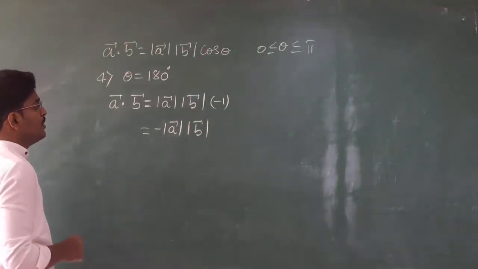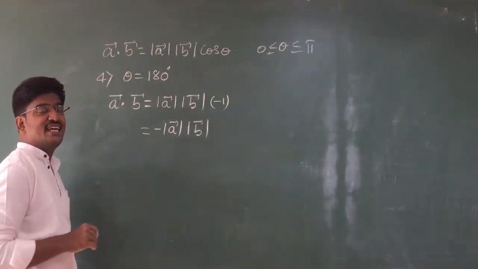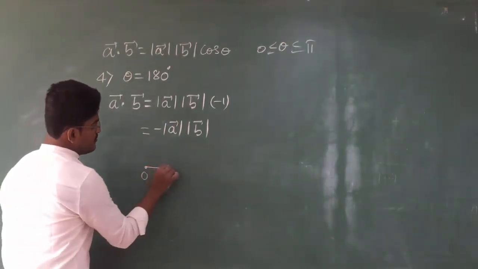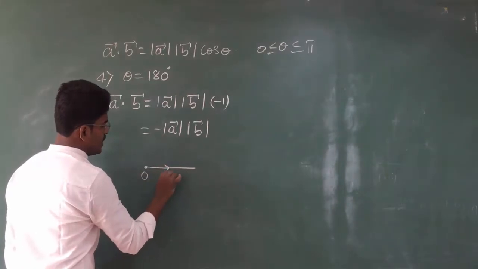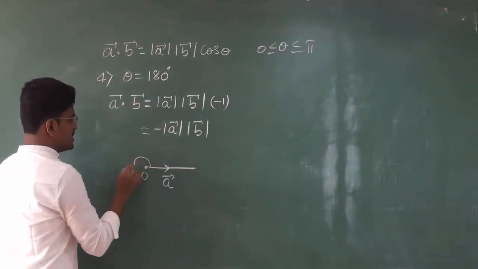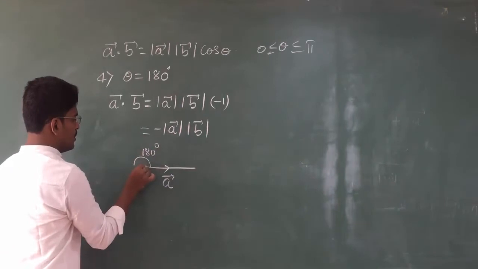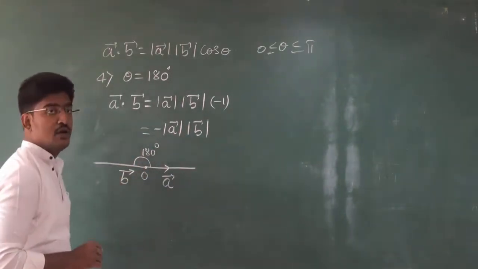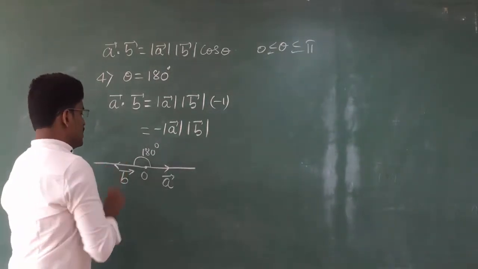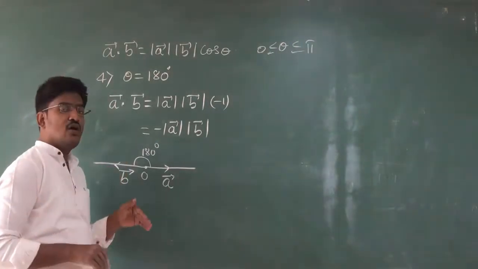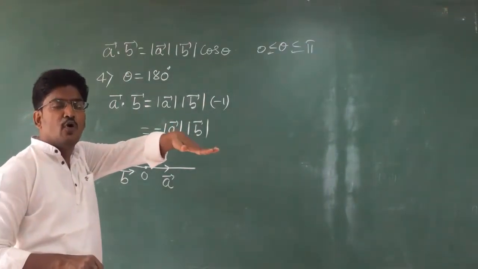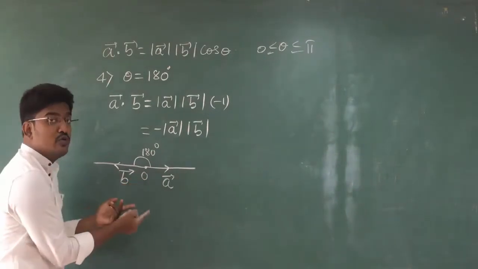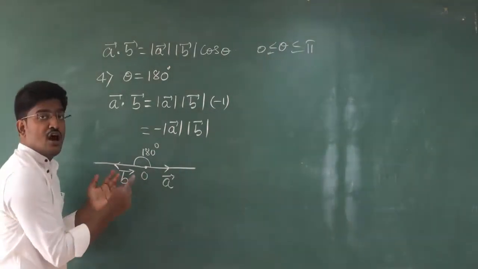But if you see this in diagrammatical form, if this is the origin, if you take this as vector A, and at 180 degrees, this will be your vector B. Here both the vectors are with the same support, and both are in opposite direction.